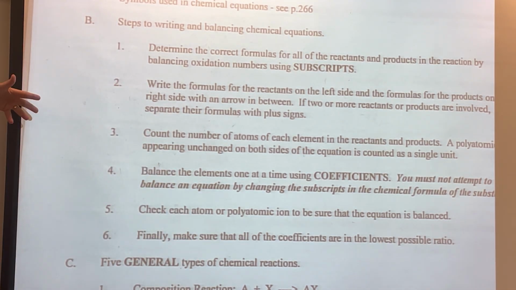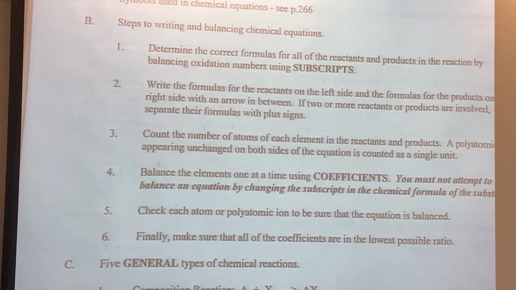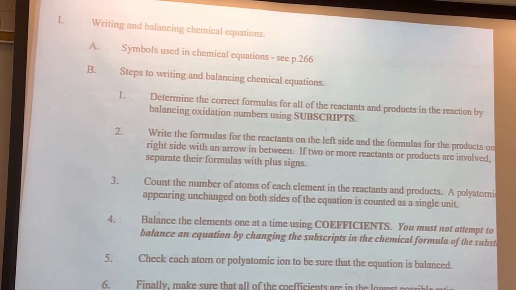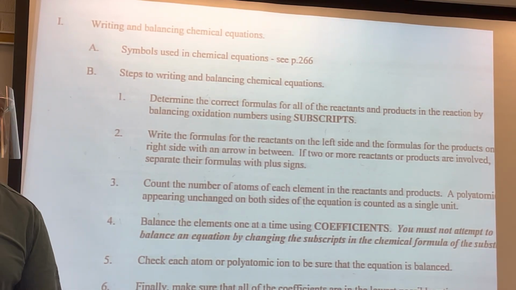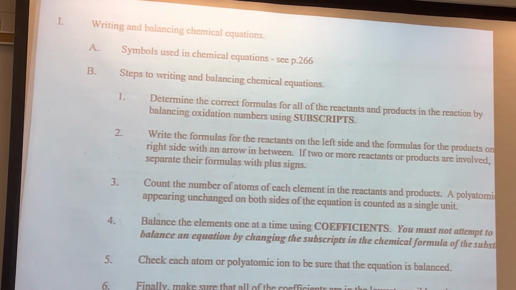This unit is exciting, you're going to want to be a part of it. Okay, so we want to write balanced equations. You probably did this some in 8th grade. Today is just going to be a quick review of that. It should be something that's relatively easy for you.